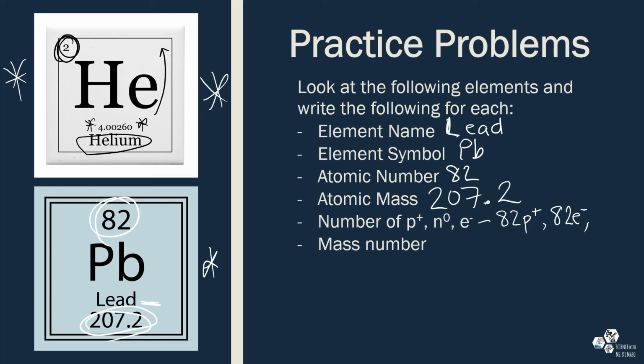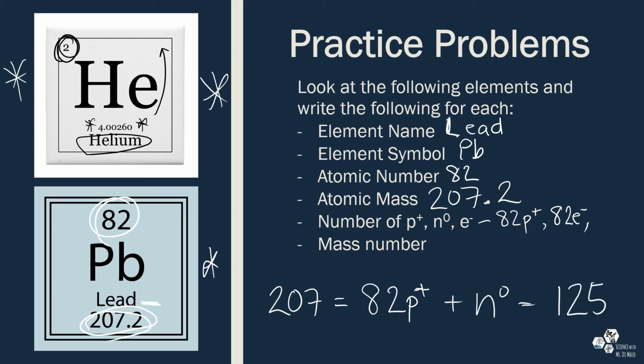So if we round that to about 207, we can use our handy dandy little equation and find out how many neutrons we have. In this case, our number of neutrons is going to be 207 minus 82, which gives us 125. So you can see here, we can't always just assume that the number of neutrons is going to be equal to the rest of them. As we get further down the periodic table, the number of neutrons tends to increase significantly. So the mass number is just the 125 for the neutrons plus the 82 for the protons, which is just 207.